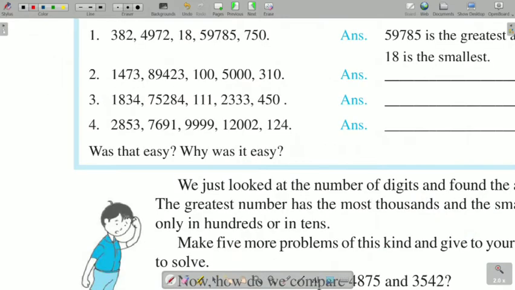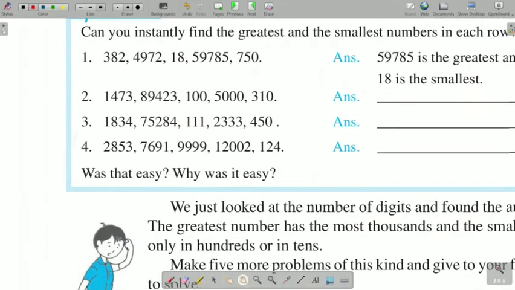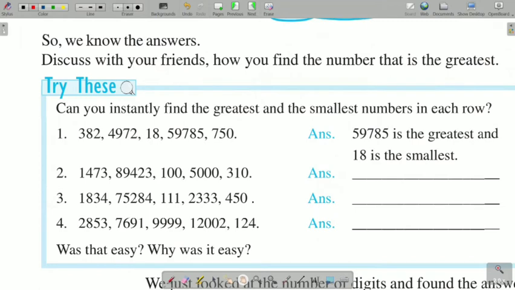Now come to the exercise. Try this. Question 1 is here. Can you instantly find the greatest and the smallest number in each row? Here is 382, which means 3 digits. We have to instantly find the smallest and greatest. For that, how can we find? Just check the number of digits in each number.